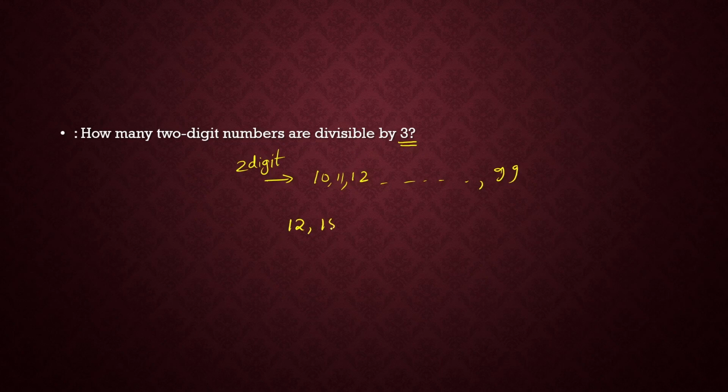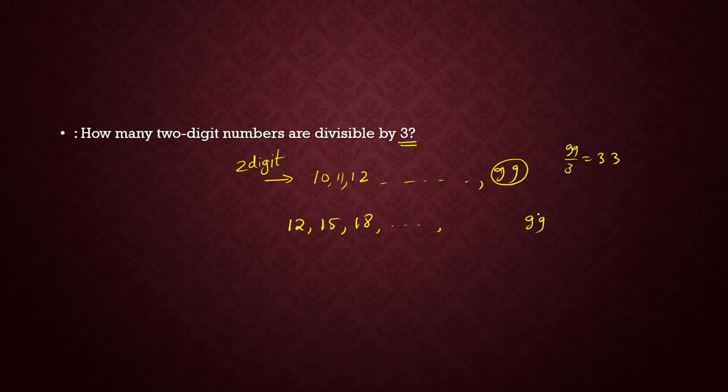Next is 15. After that it is 18. And it goes on. Now I have to check for the last number. So first let me check if 99 is divisible by 3. Yes, 99 is divisible by 3. It's equal to 33. So your last term is 99.